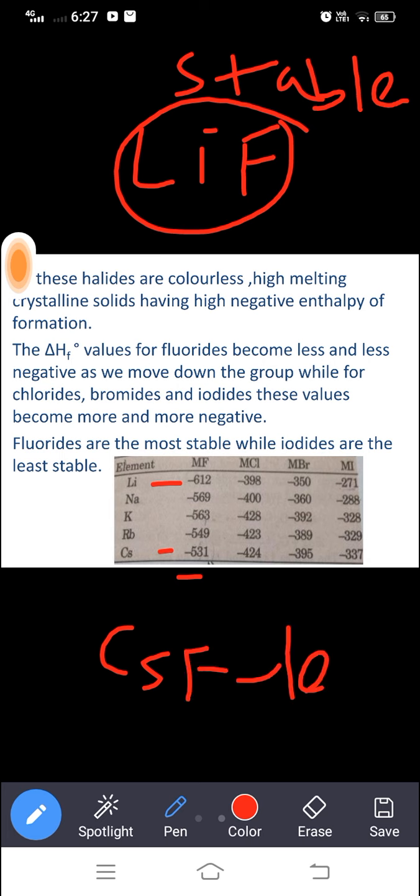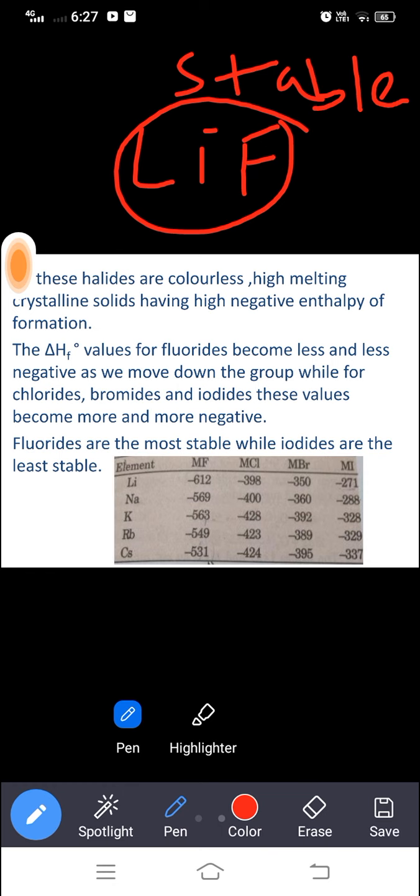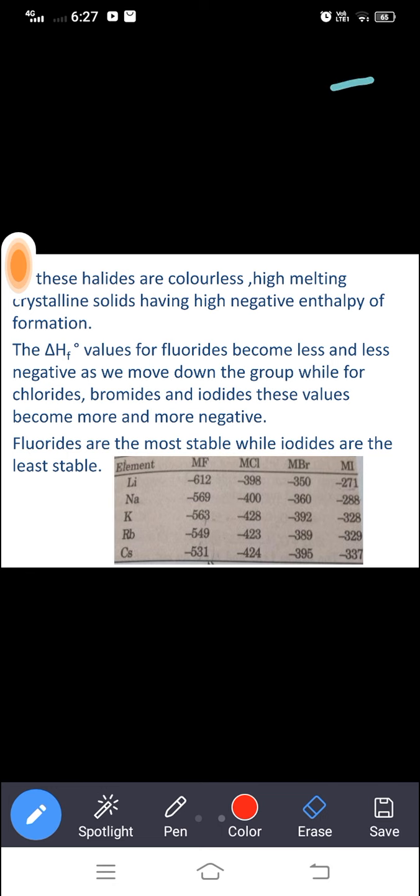So this is the first concept you want to understand: the meaning of more negative and less negative. More negative means more stable, less negative means less stable. So what is happening? The enthalpy of formation in the first group with fluoride goes from more negative to less negative. What is the reason? The lithium will be small and the fluorine will also be small.